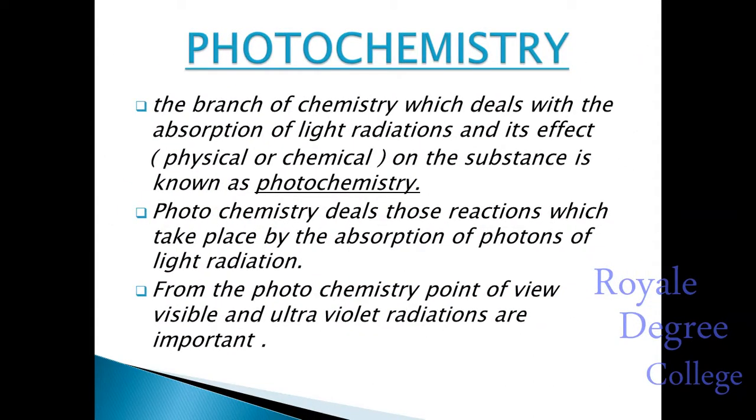Photochemistry is the branch of chemistry which deals with the absorption of light radiations and its effect, physical or chemical, on the substance. Photochemistry deals with those reactions which take place by the absorption of photons of light radiation. From the photochemistry point of view, visible and ultraviolet radiations are important.